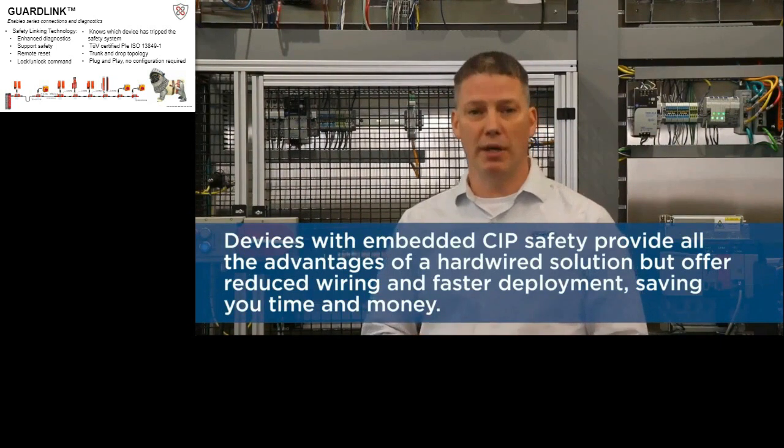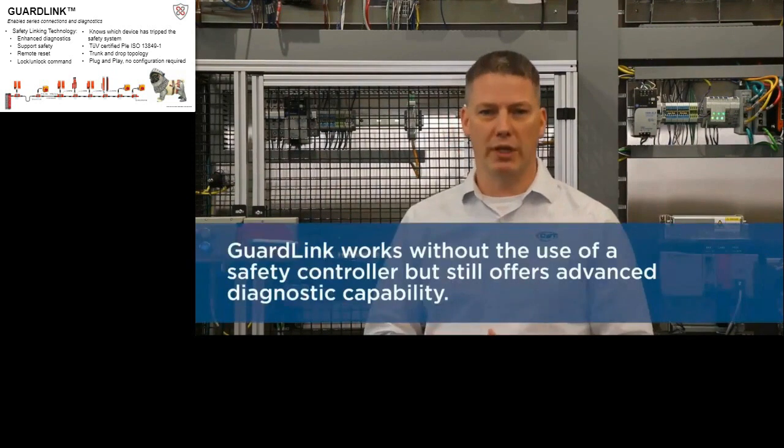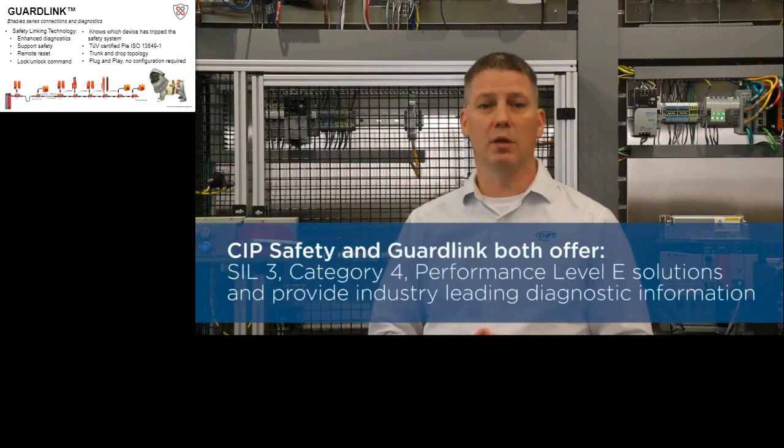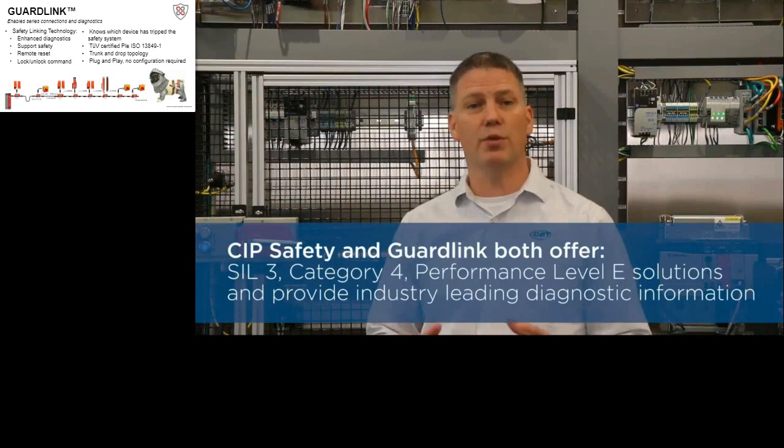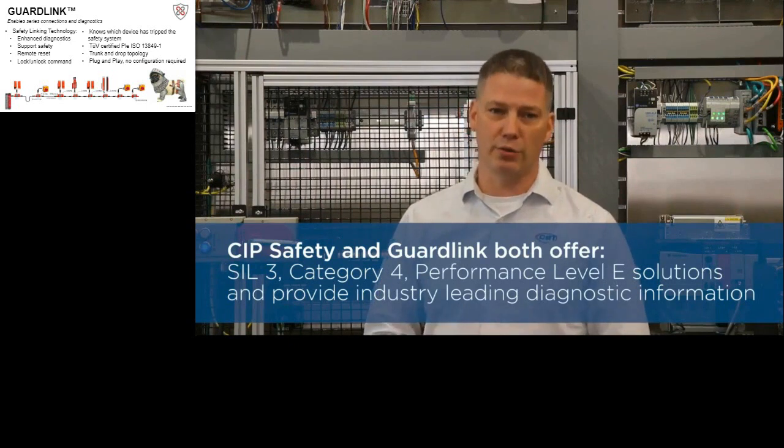A GuardLink solution is more like a traditional relay, and it works without the use of a safety controller, but offers advanced diagnostic capability. Both options can provide up to SIL 3, Category 4, Performance Level E safety and provide industry-leading diagnostic information that's integrated directly into your control system.